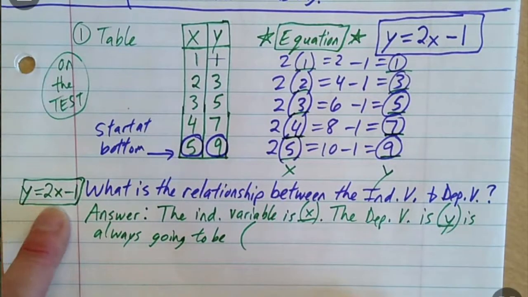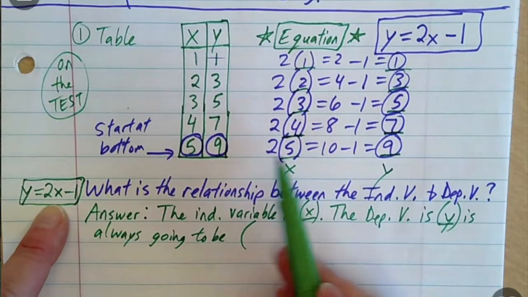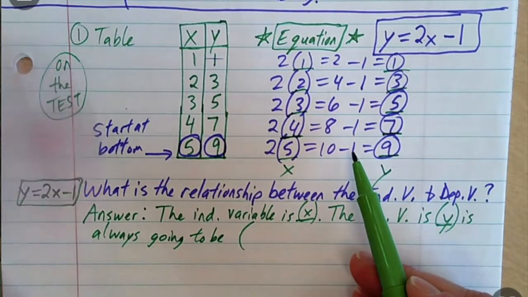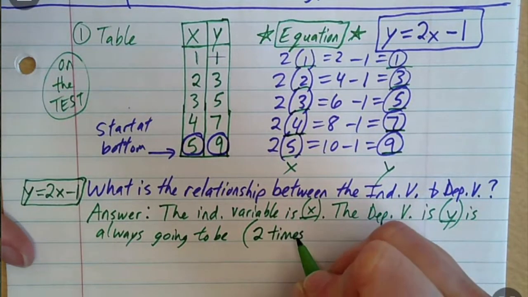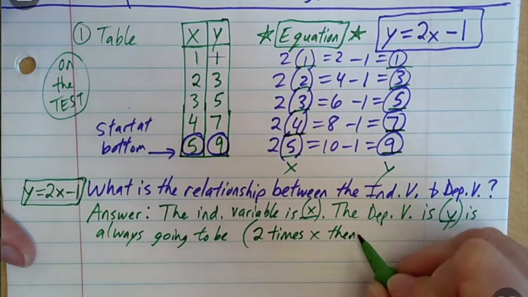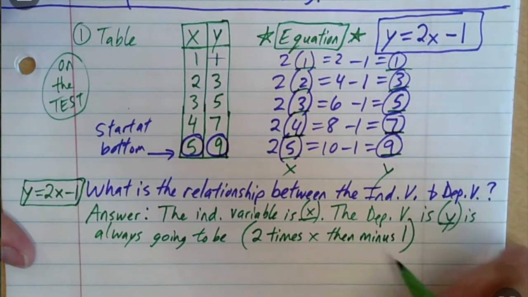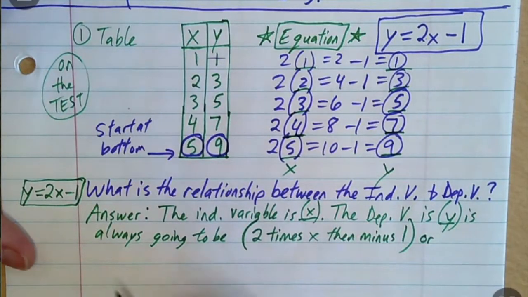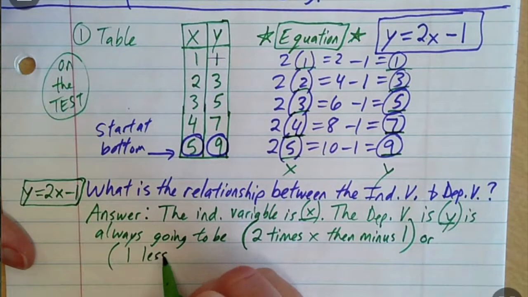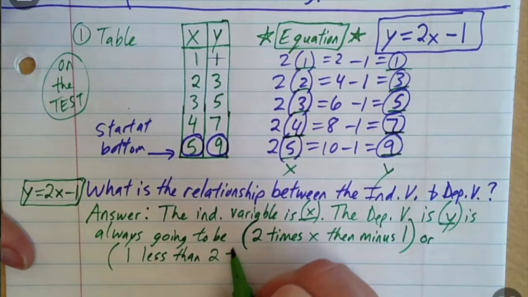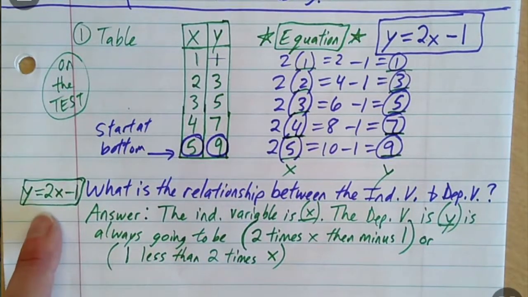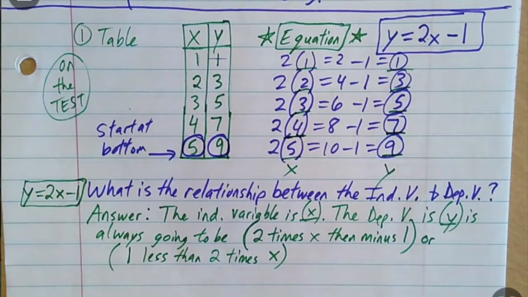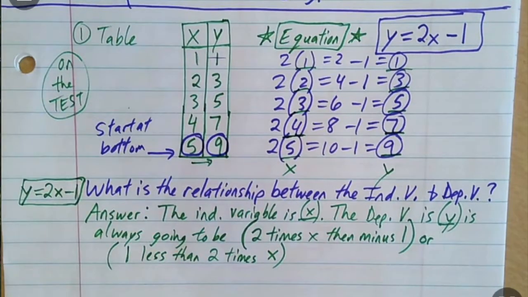How is y related to x? What did we do to each problem? We always doubled x, and then we had to subtract 1, right? So what's a way to write that? You could say 2 times x, then minus 1. That's one way to say it. Or you could even say 1 less than 2 times x. They mean the same thing, 1 less than that. So if you take it times 2 and then 1 less than that. So that's how we figured out that it worked on the table. Remember, it always has to go across on the table.